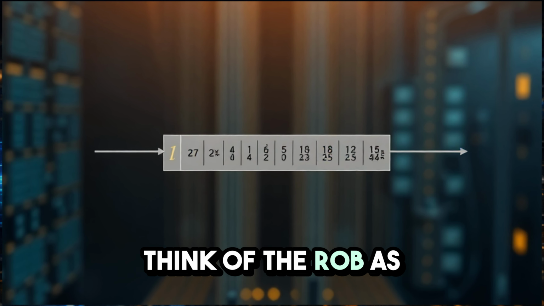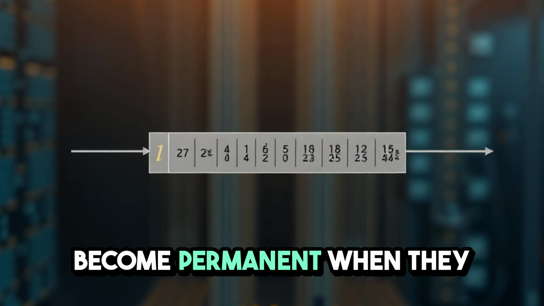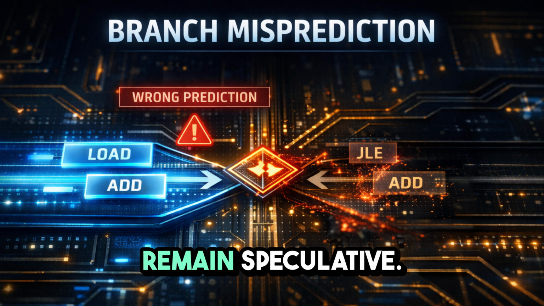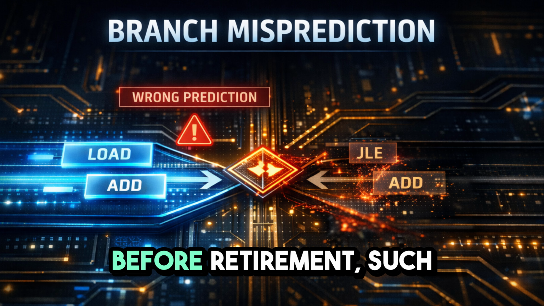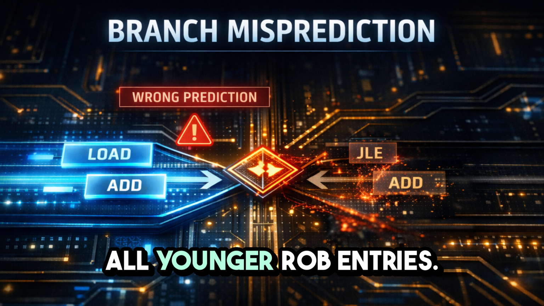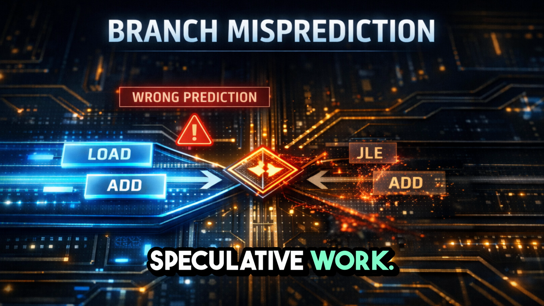Think of the ROB as a commit queue. Instructions execute early, but they only become permanent when they reach the head of the ROB and retire. Until then, their results remain speculative. If something goes wrong before retirement, such as a branch misprediction, the CPU can simply discard all younger ROB entries. This instantly erases the incorrect speculative work.